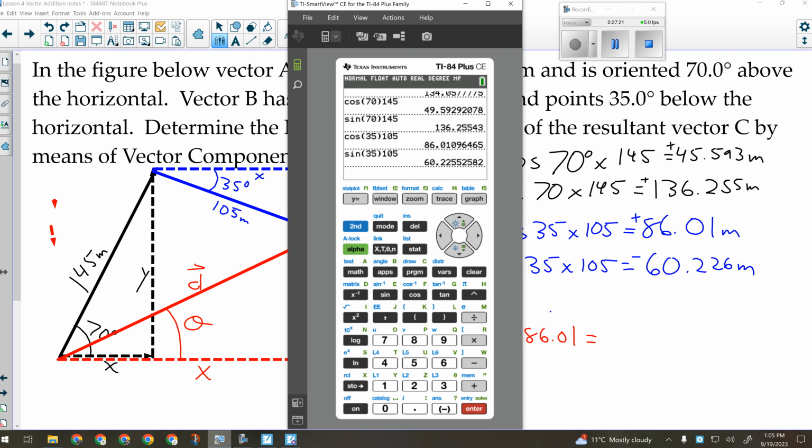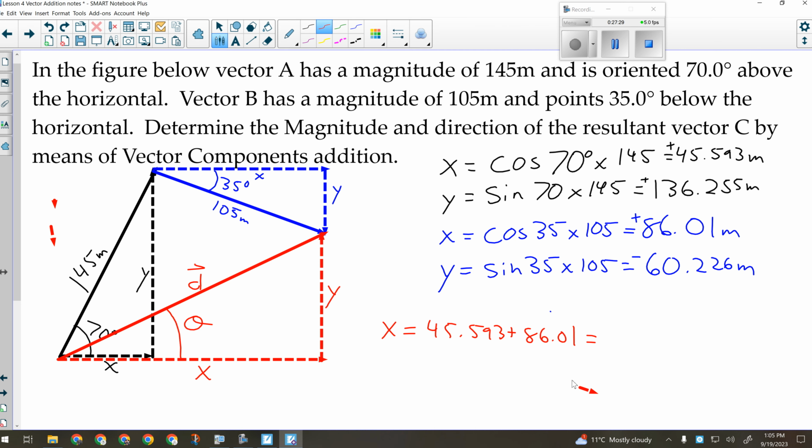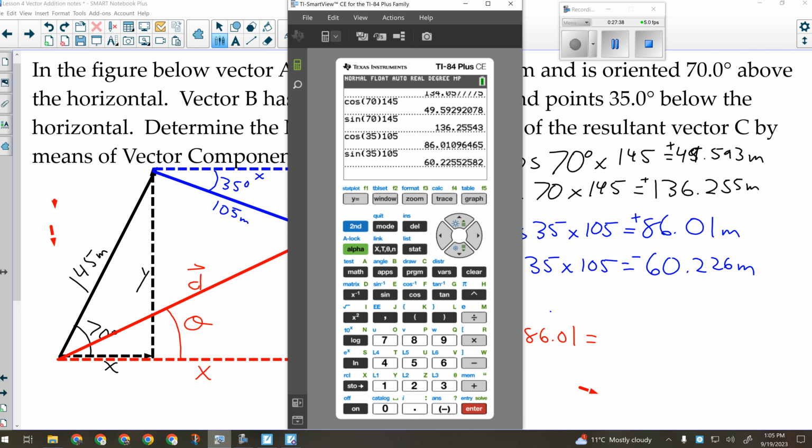Okay. Oh, I put in the wrong number there, guys. How come no one caught that? That's supposed to be 49. Okay, gotta fix that. This is 49. Okay, so take those numbers and add them together. So I'm going to go up here and get 49.59, and I'm going to add it to the 86.01.